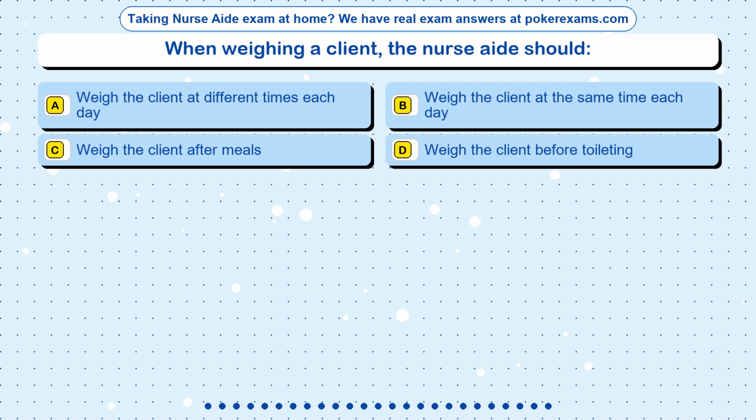Question 5. When weighing a client, the nurse aide should: Option A, weigh the client at different times each day. Option B, weigh the client at the same time each day. Option C, weigh the client after meals. Option D, weigh the client before toileting.